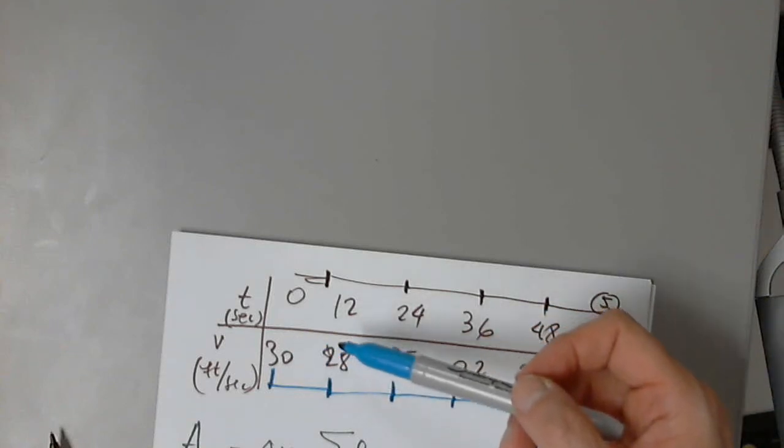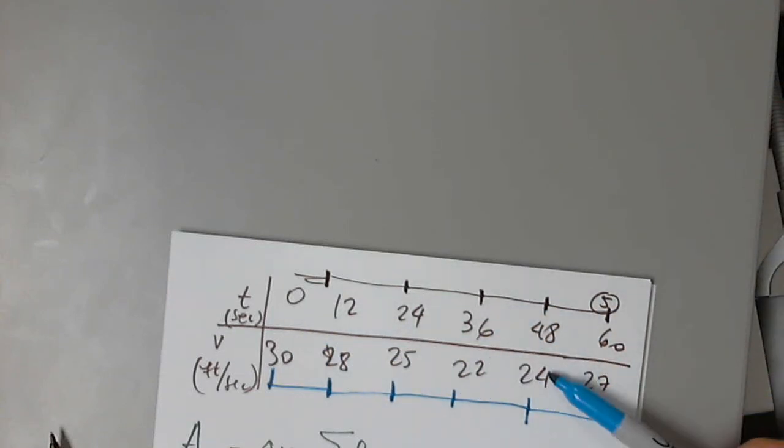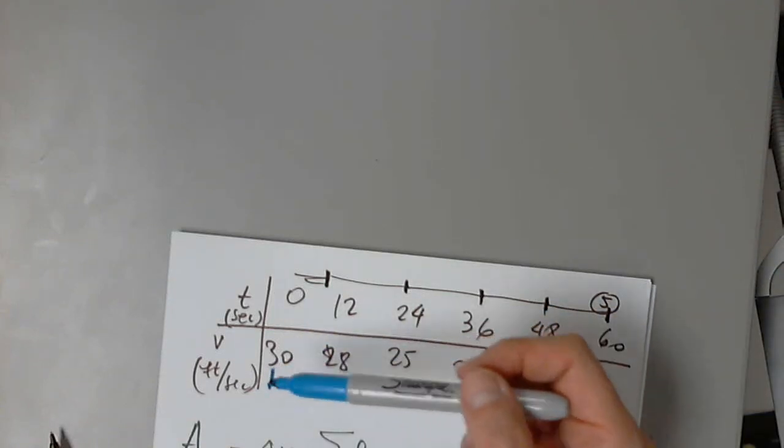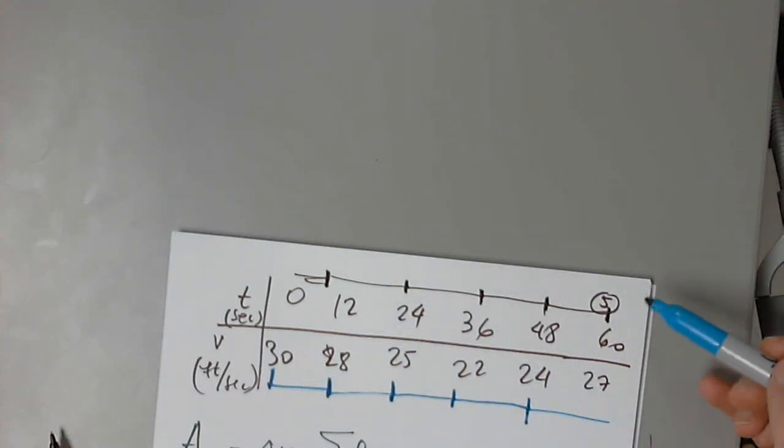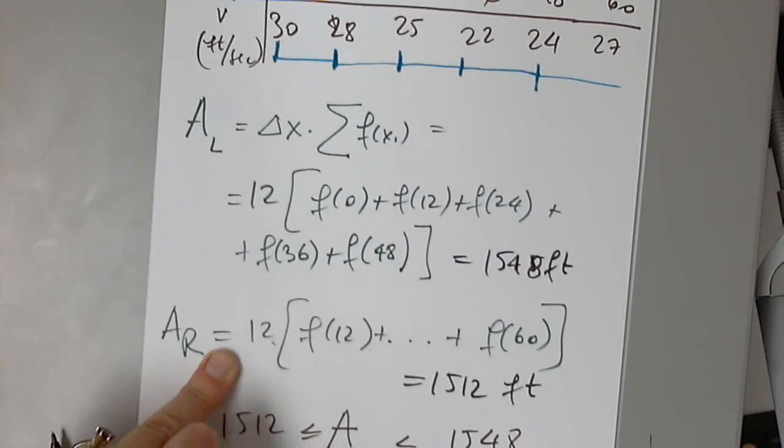Okay. So 30 plus 28 plus 25 plus 22 plus 24 will be with the left. Oh, but 28 plus 25 plus 22 plus 24 plus 27 will be with the right. Okay, I see. I got you. Better? Yep. Perfect. Good. Next question.